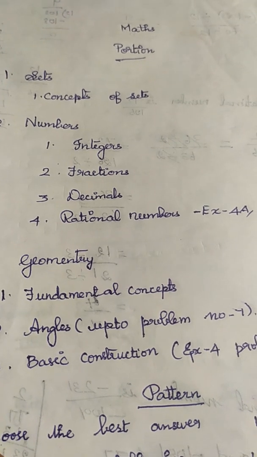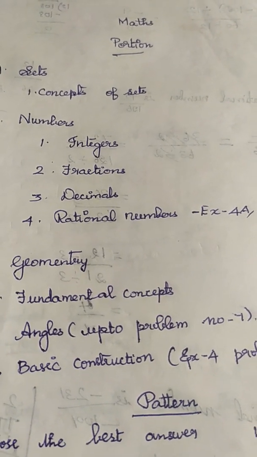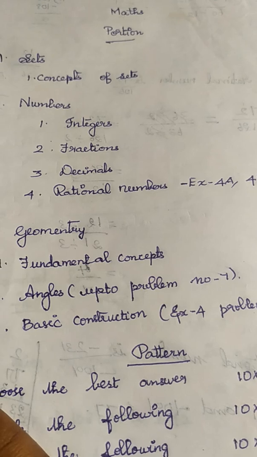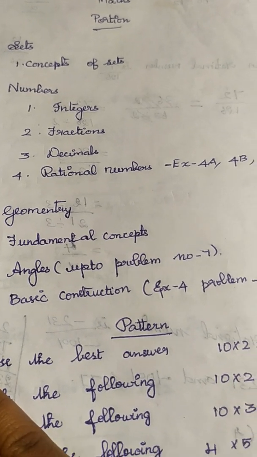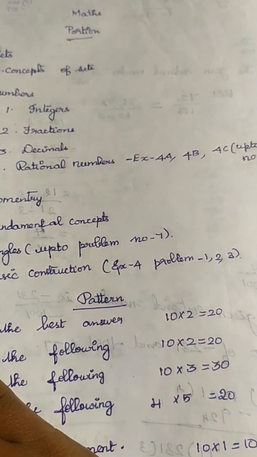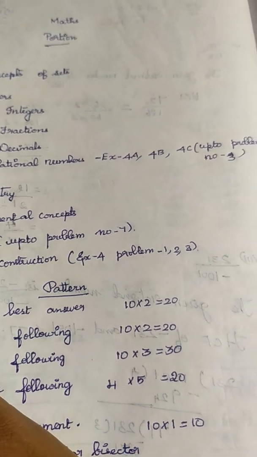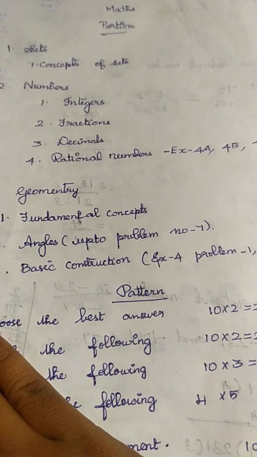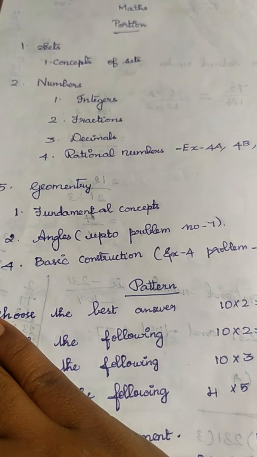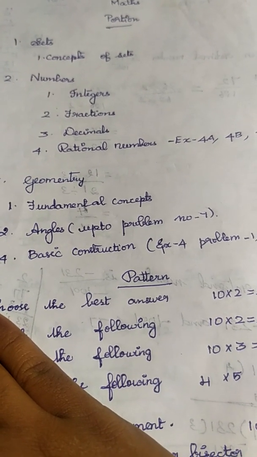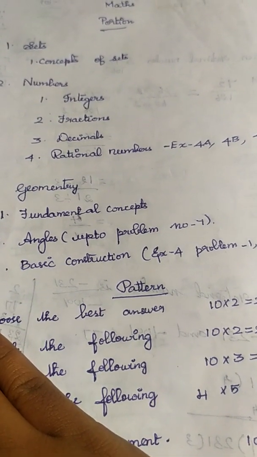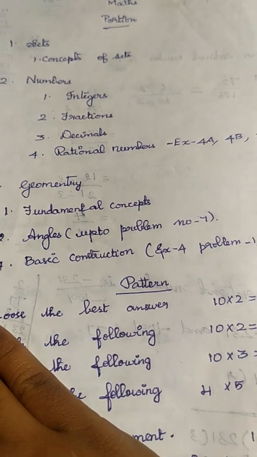The portions were set. This chapter is fully in numbers: integers, fractions, decimal numbers, rational numbers. Rational numbers, I have set exercise 4A, 4B and 4C up to problem number 3. Then geometry, fundamental concepts, angles, up to problem number 7. In that I have selected the problems also and taught you.